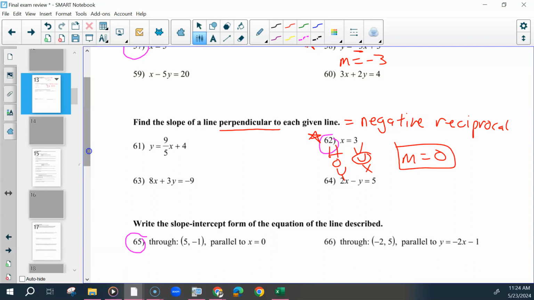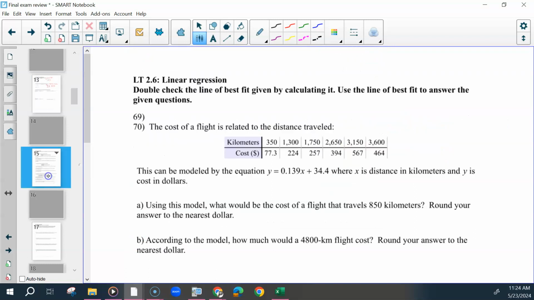2.6, linear regression. Now, these problems already have the line of best fit, but we're still going to put this stuff in so that we can use the table to find any of the problems. Ignore 69 because that's just an extra number in there. What other questions do we want to see you go over on this?